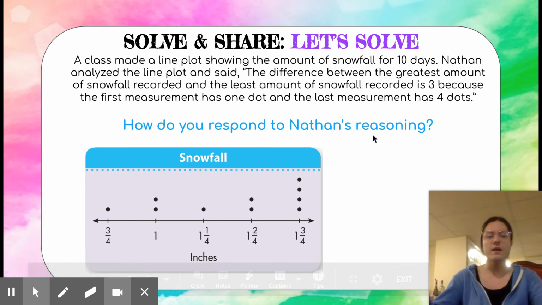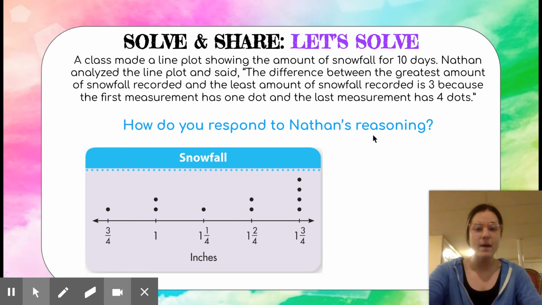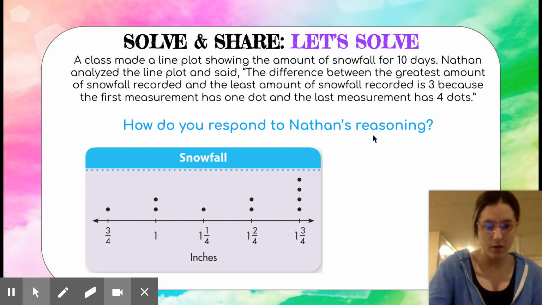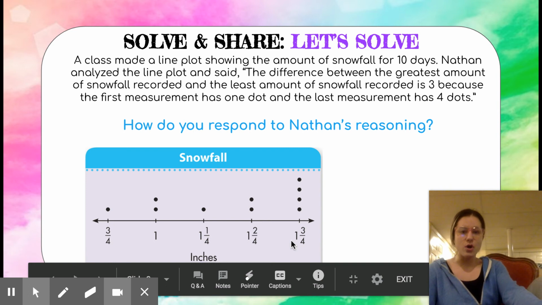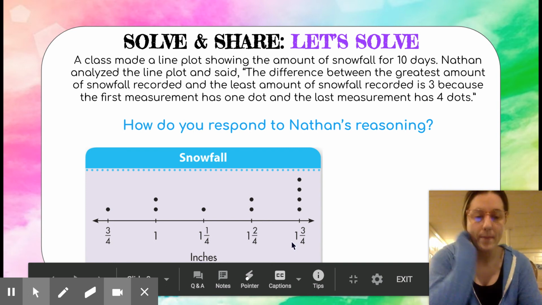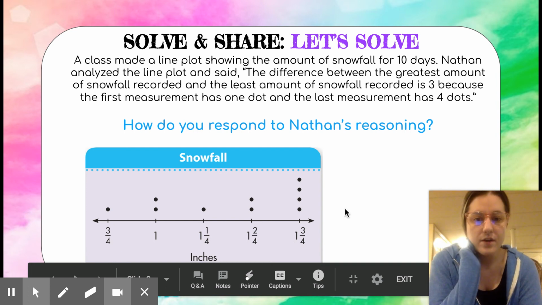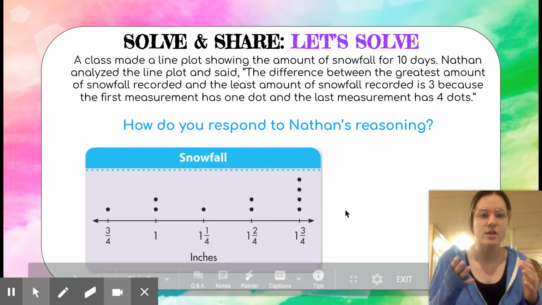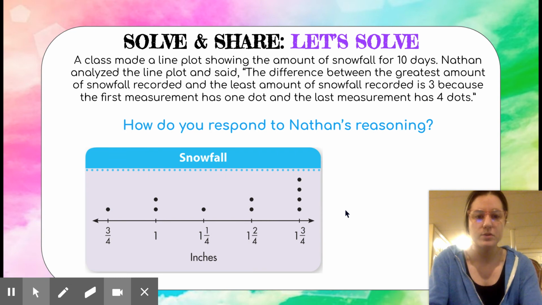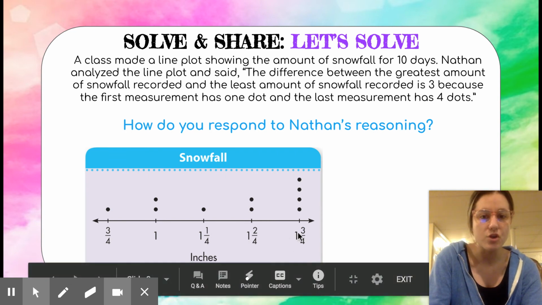Well, the important thing to remember is that the dots do not represent the same thing as the numbers. So the dots represent how many times it snowed. The numbers represent the amount of snowfall in inches. So if we wanted to find the difference between the greatest amount of snowfall and the least amount of snowfall, we would have to subtract the numbers and the fractions, not the dots.